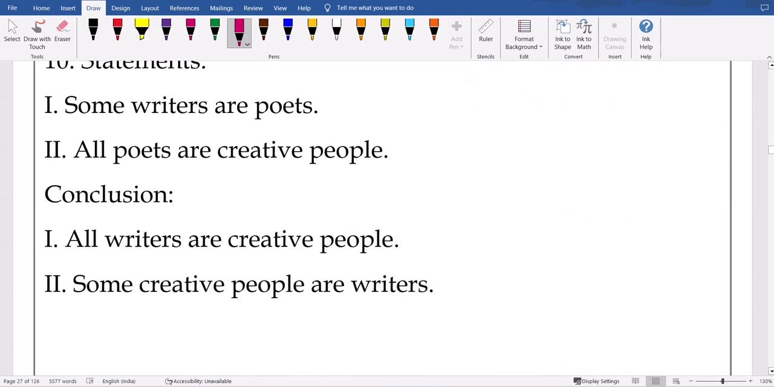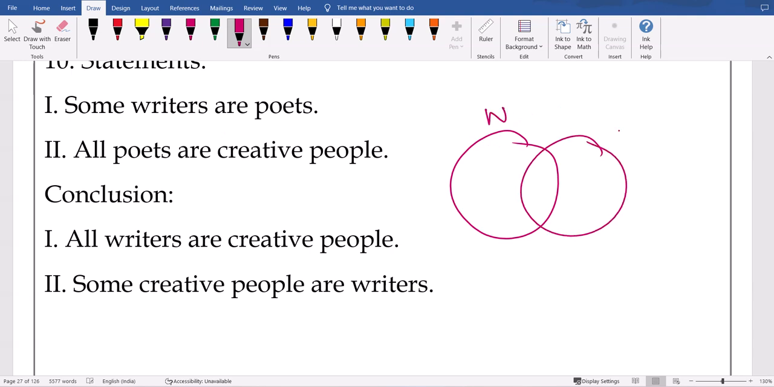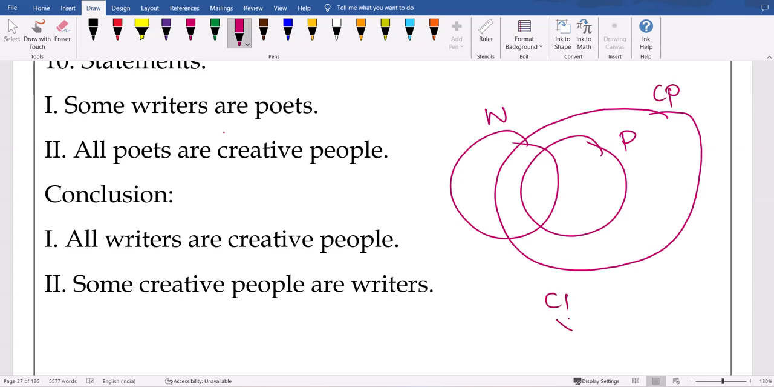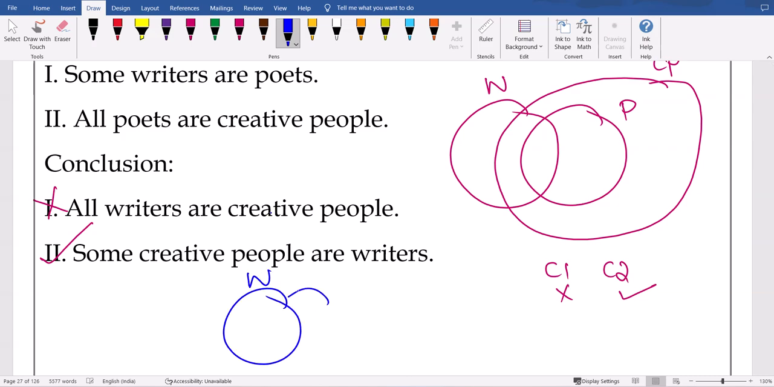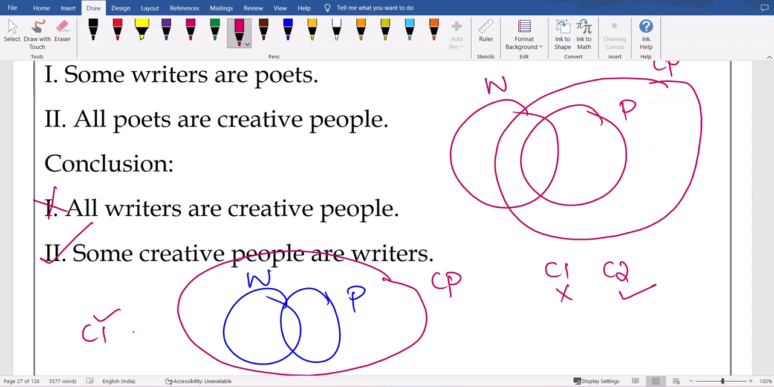Now again, some-all, the previous one also some-all, this is also a some-all combination. Some writers are poets, all poets are creative people. All writers are creative people, no. Some creative people are writers is correct. In fact, you draw any number of diagrams, I'm sure the second one is true. The first one may be true in a few diagrams. How, sir? I'll show one diagram where the first one is true. Some writers are poets. All poets are creative people. I can take like this. Then the first one is true, the second one is true, both true. You can draw like that, there is no problem.